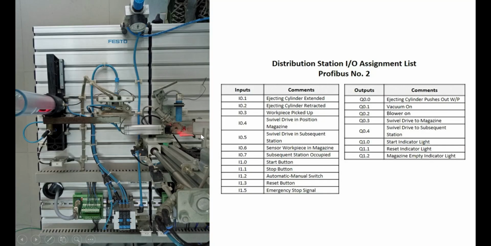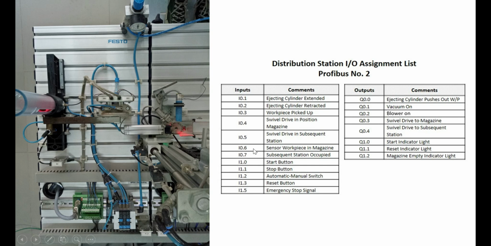Take a look at this one again. Kini siya naa si swivel drive sa magazine station. That means nga ang naigo nga sensor ani nga time, which is danhi siya, mo ni si I0.4. Pero kung kini si swivel drive naa danhi sa subsequent station, ang naigo nga switch is kining danhi. That means na-activate si I0.5.